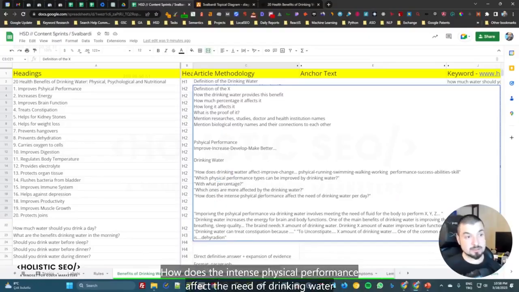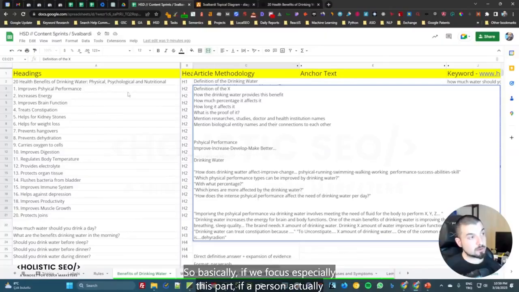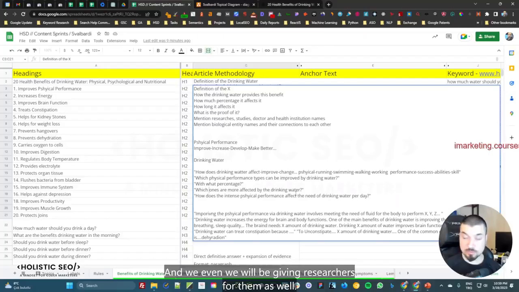How does the intense physical performance affect the need of drinking water per day? So basically, if we focus on especially this part, if a person actually loses so much water since the person always moves, which means that actually some of these benefits will be less for that person. And for that person to be able to see these benefits, the amount of water will need to be changing. And we even will be giving researches for them as well.